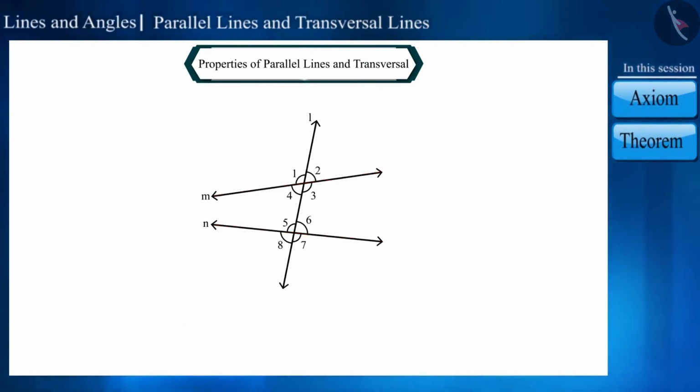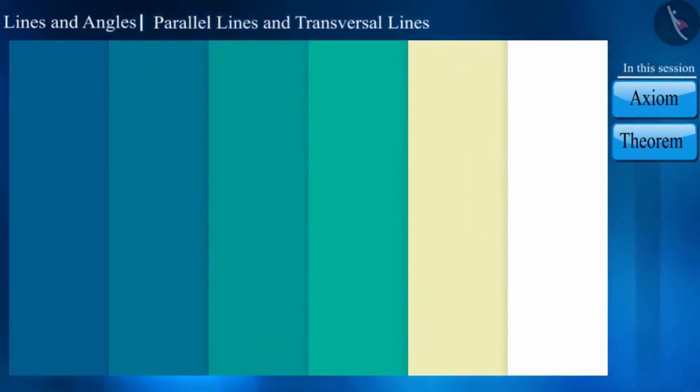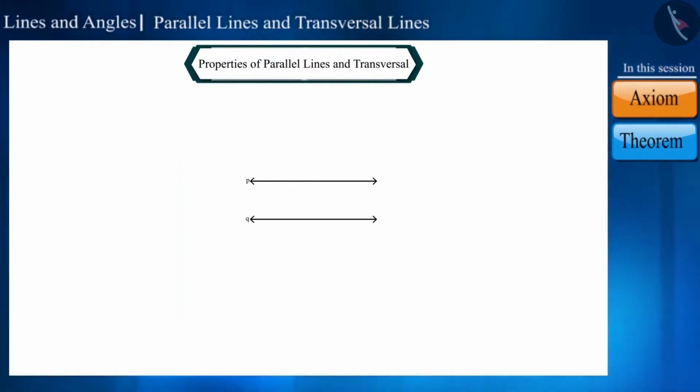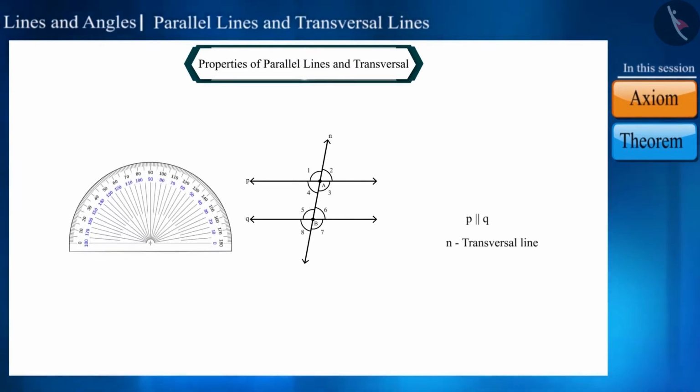Friends, if these two lines are parallel, that is, if a transversal intersects two parallel lines, then can we tell if there is any relation between the angles? Let's draw two lines P and Q, which are parallel to each other, and a transversal N which intersects them at points A and B respectively. Now with the help of a protractor, let's measure the pair of corresponding angles.